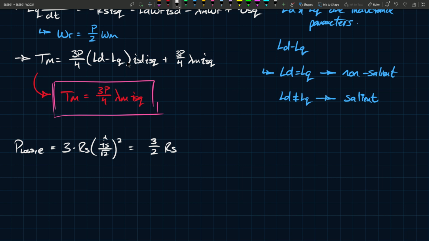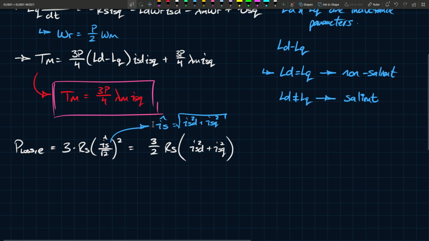Now this IS, remember, we can write IS hat as being equal to the square root of ISD squared plus ISQ squared. So if that's the case, then you have ISD squared plus ISQ squared under the root, all squared, which would just remove the square root. So we can just get rid of that square root sign there.